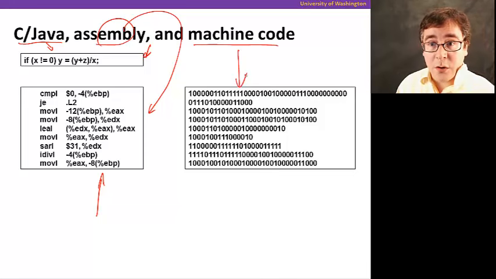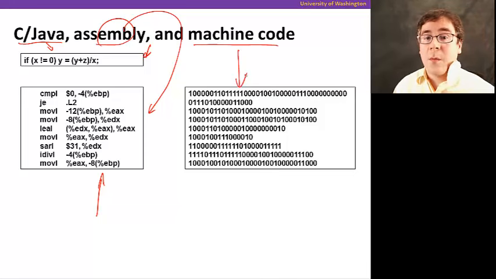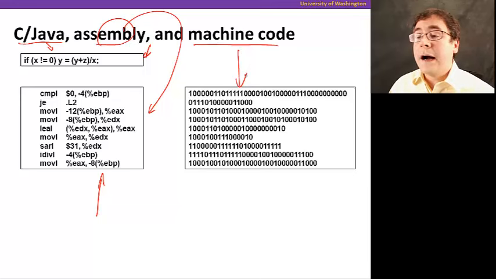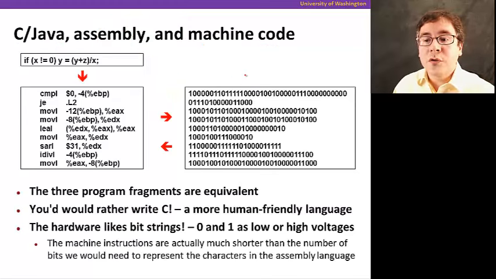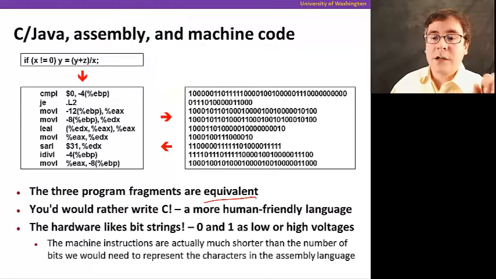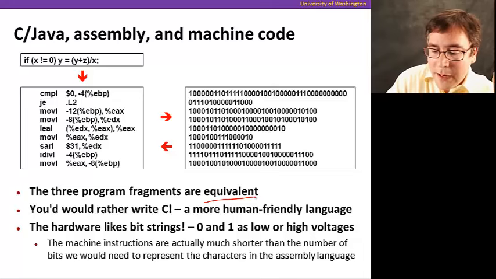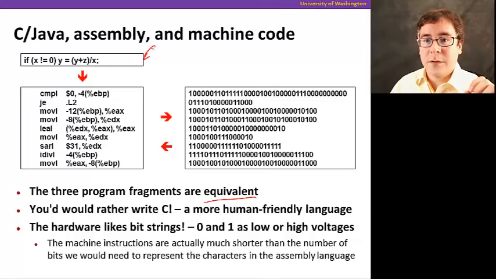So the machine code is just a sequence of zeros and ones. Processors only understand zeros and ones. It interprets them in different ways. So what do these three pieces of code have in common? Well, all of them do exactly the same thing. They're equivalent. But you'd rather write in this language here, because it's much easier, much more natural for humans to write. It's much more human friendly.